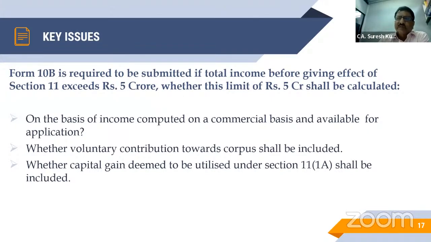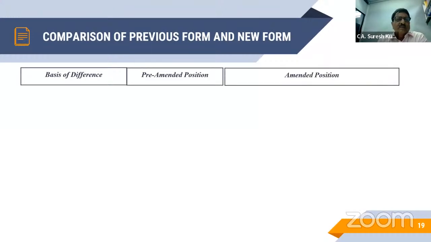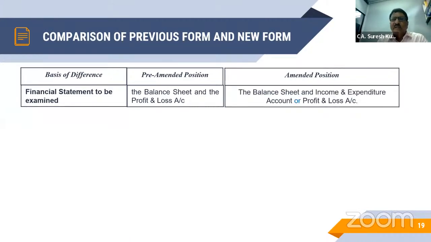So Tarunji, now can we move to the second? Yes. So now the second point we are discussing is the amendment in the content of the audit report format. This is again very, very important because what we were supposed to certify or report earlier has completely changed in the amended form. Which financial statements are to be examined? In the pre-amended position, the financial statements were named balance sheet and profit and loss account. But after the amendment, the financial statements have been named balance sheet, income and expenditure account, or profit and loss account. Meaning thereby, for the first time, the Income Tax Act recognizes the use of the appropriate words income and expenditure account for the purpose of charity taxation.